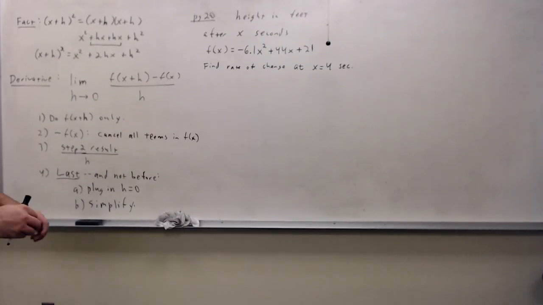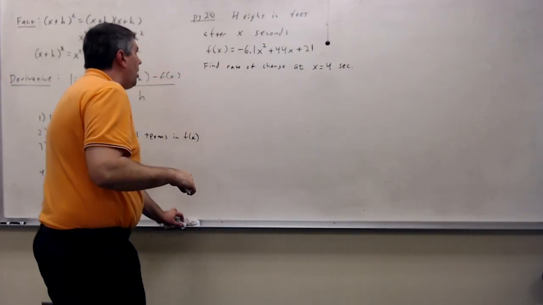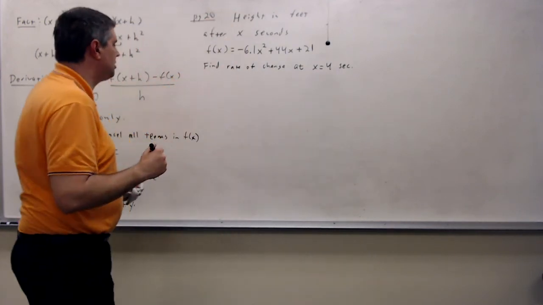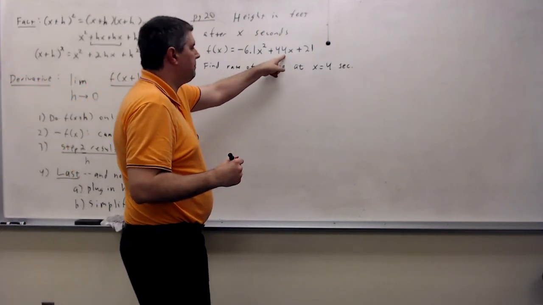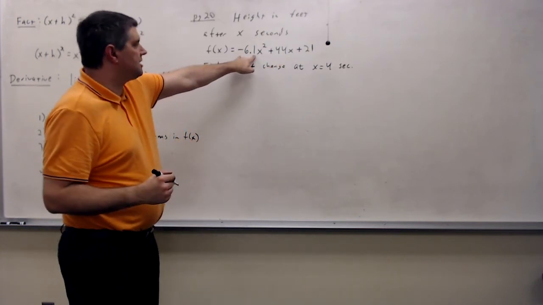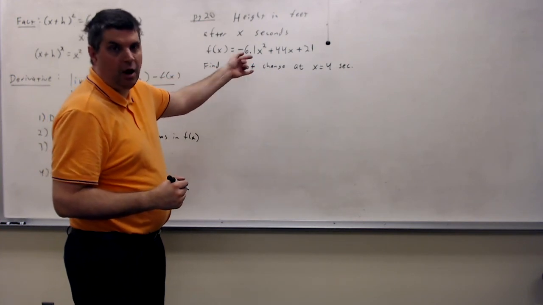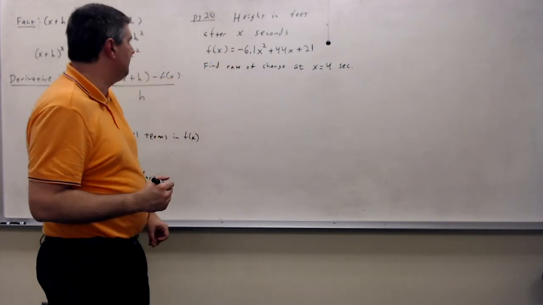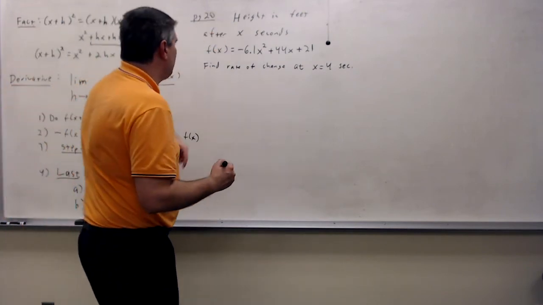So page 20. Page 20 talks about an object that would be thrown on Mars. Its height in feet after x seconds. So it's being thrown out from 21 feet high at 44 feet per second. That's what the document says. Now, on Earth, it'd be negative 16, but on Mars, the gravity is weaker, so it's negative 6.1. The question asks the rate of change in height at x equals 4 seconds.